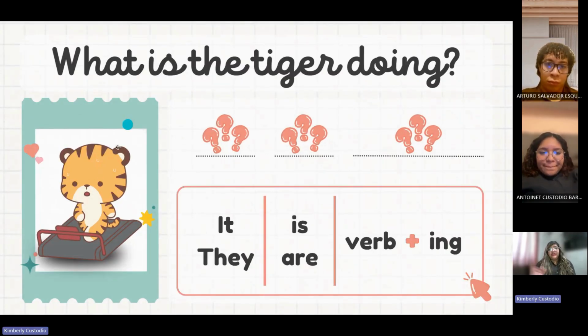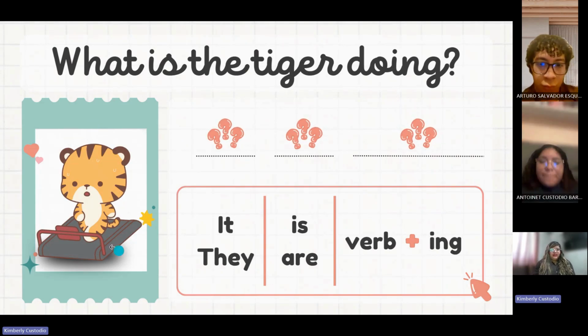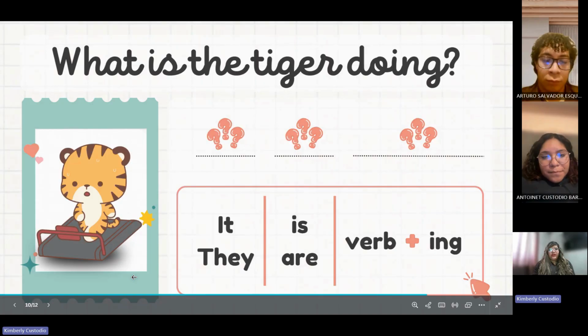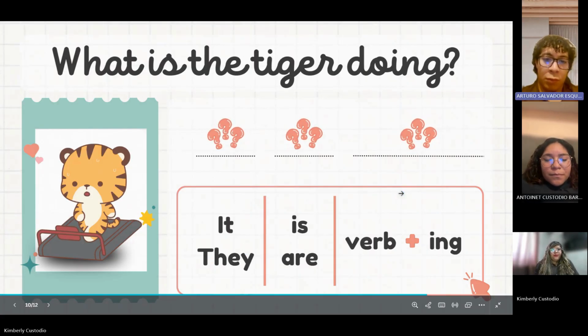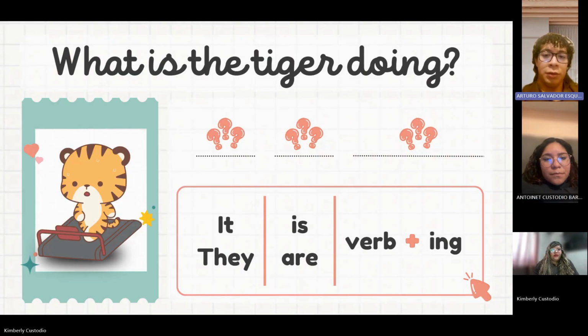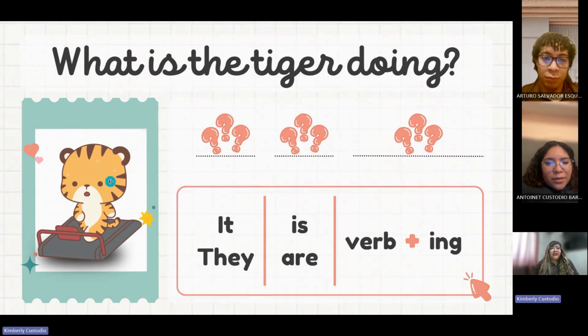We have this, a tiger, yes. Can you tell me what is he doing? Don't forget to use the grammatical structure. This is singular, no? It's just one, so we use it or they. Arturo? The tiger is maybe running. Yeah, actually, yes, the tiger is running.